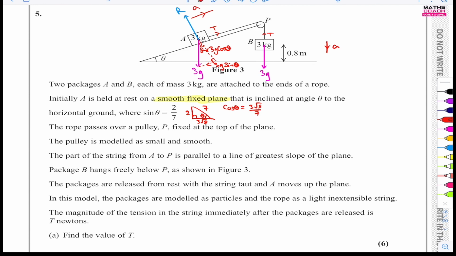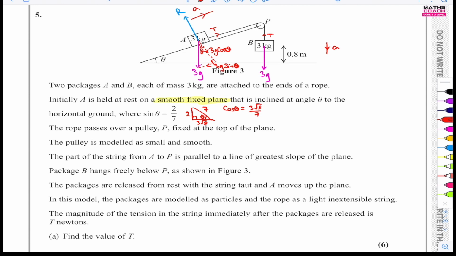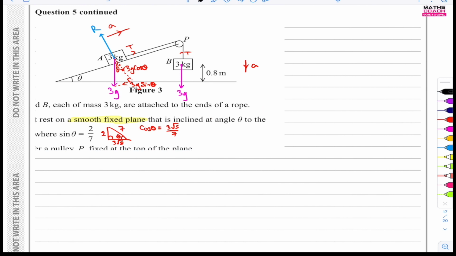Okay, so find the tension. To find the tension, we need to work out what the acceleration is, and then we can find the tension. So we've got two objects moving, well, they're not moving in the same direction, so we can't model them as moving together. We can't do an equation of motion where they move together, so we have to do them separately. Okay, so let's start with package B.